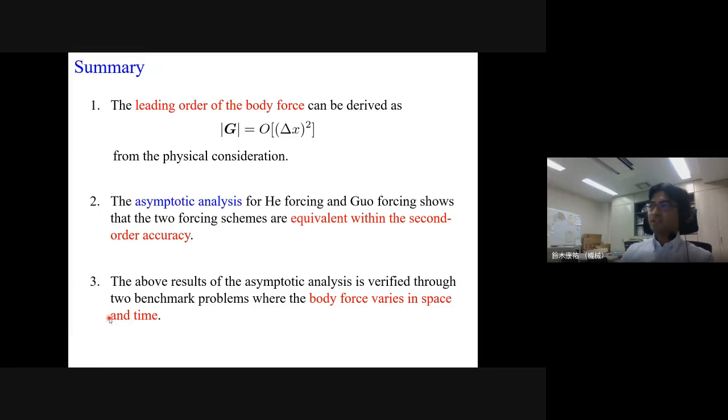In summary, the leading order of the body force can be derived as of order of delta x squared from the physical consideration. And the asymptotic analysis for the He forcing and the Gore forcing shows the two forcing schemes are equivalent within the second-order accuracy. This conclusion has been verified through two benchmark problems where the body force varies in space and time.